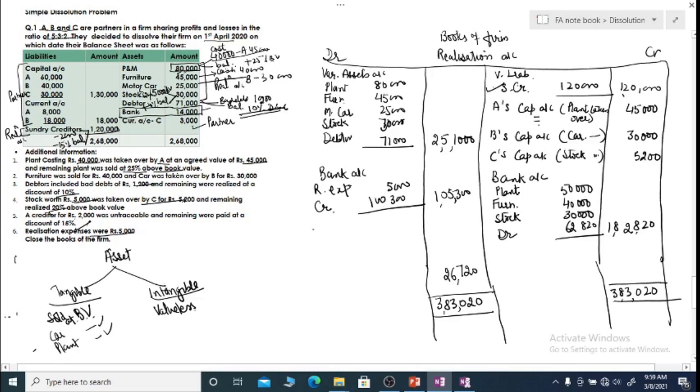26,720. So this will be the profit transferred to partners' capital accounts. So this will be transferred to A, B and C in the ratio 5:3:2. So 13,360, 8,016 and 5,344. So this is our realization.